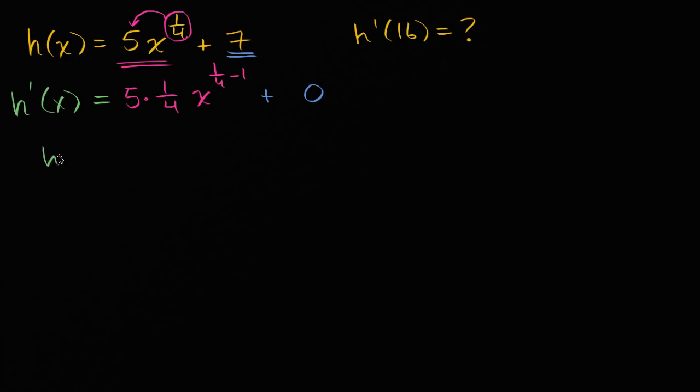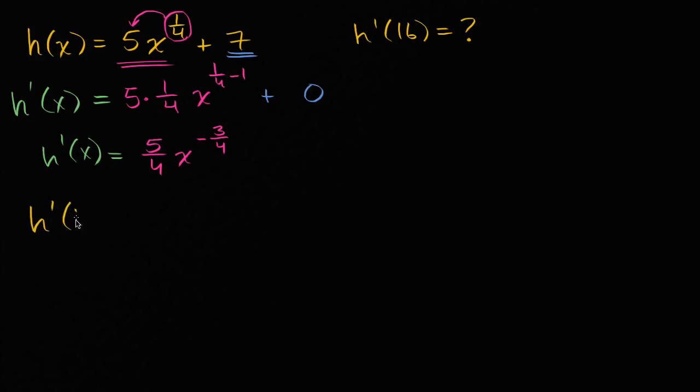So h prime of x is equal to 5/4 x to the, what's 1/4 minus 1? Well, that's negative 3/4. That's 1/4 minus 4/4, or negative 3/4. So 5/4 x to the negative 3/4 plus 0, so we don't have to write that. And now let's see if we can evaluate this when x is equal to 16.